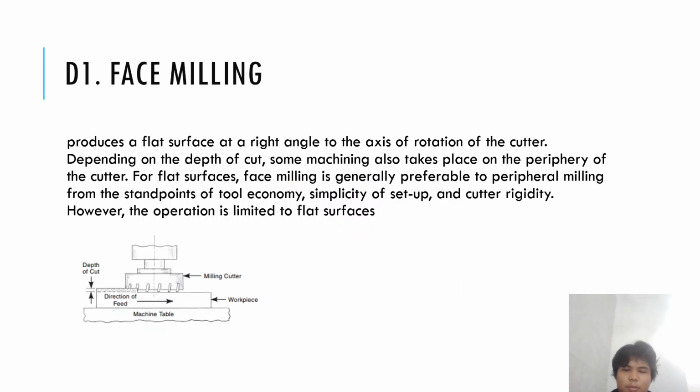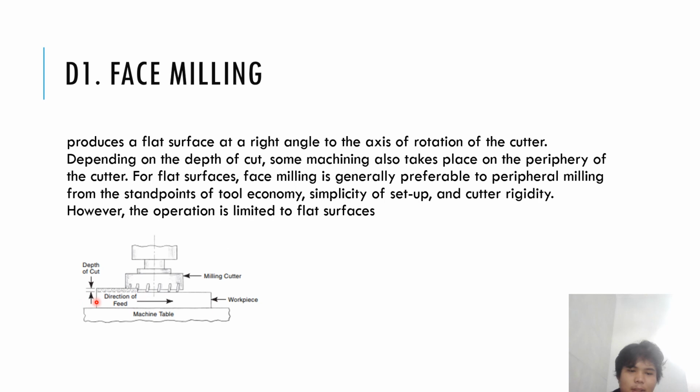Now we're gonna talk about face milling. Face milling produces a flat surface at a right angle to the axis of rotation of the cutter. Depending on the depth of the cut, some machining also takes place on the periphery of the cutter. For flat surfaces, face milling is generally preferable to peripheral milling from the standpoints of tool economy, simplicity of setup, and cutter rigidity. However, the operation is limited to flat surfaces.